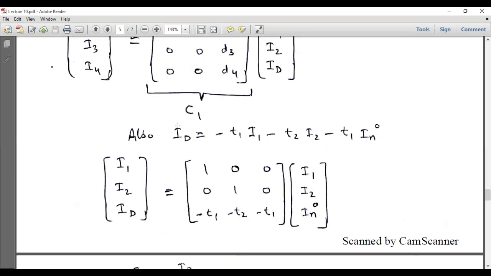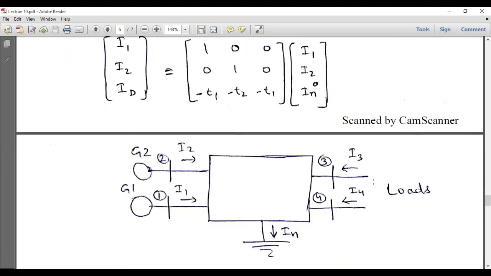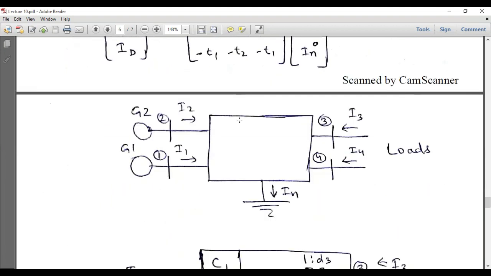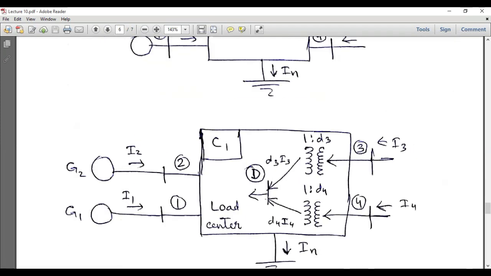So this transformation can be expressed in the form of an equivalent circuit. This was our original four node or four port network, and you can see I1 and I2 are two nodes which are connected to the generator. I3 and I4 are the two buses which are connected to the load, and this is the neutral node.